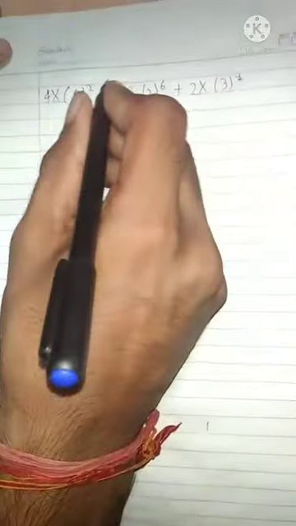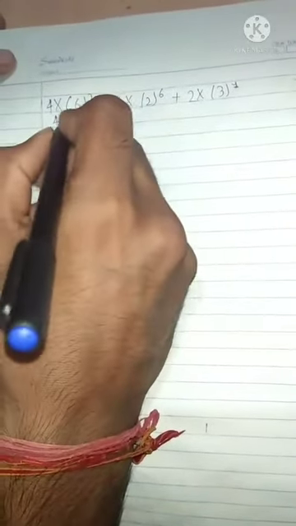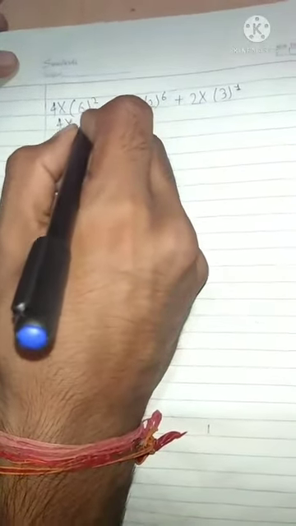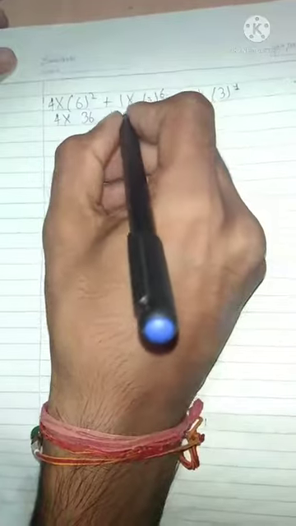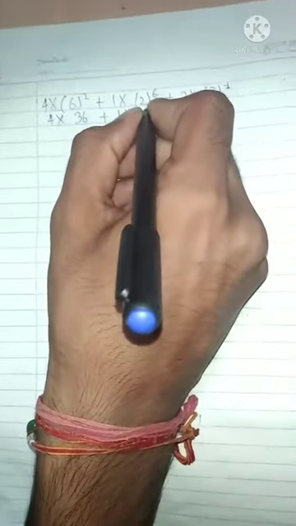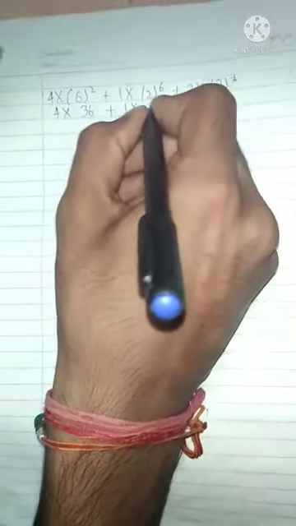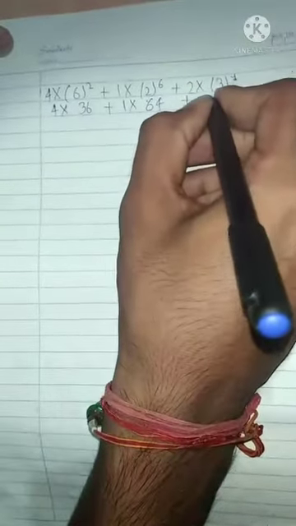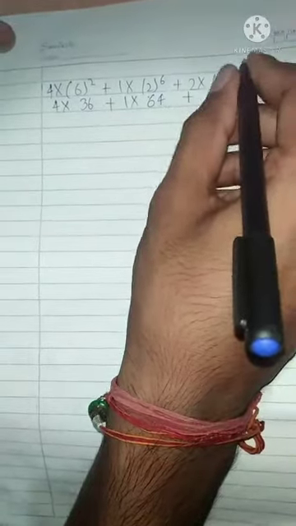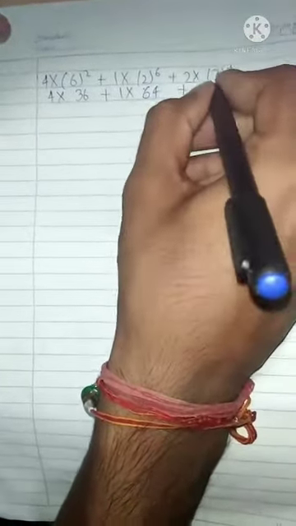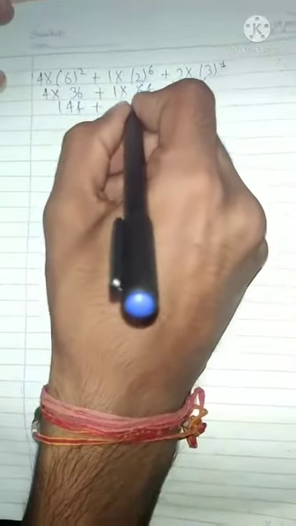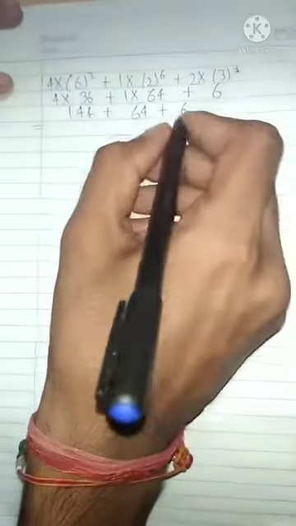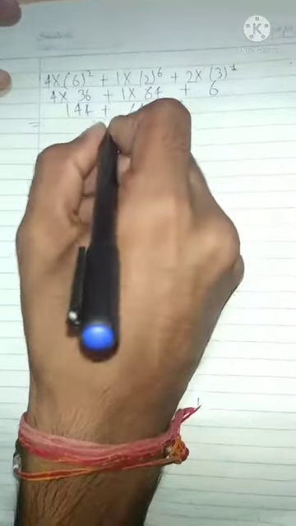Simplify. The value of 6 to the power 2 is 36, and the value of 4 into 6 to the power 2 is 144, plus the value of 2 to the power 6 is 64, plus 2 into 3, the value of 3 to the power 1 is 3, and when you multiply 2 into 3 it comes 6. Multiply 4 into 36 it comes 144, plus 1 into 64 it comes 64, plus 6, it becomes 214.